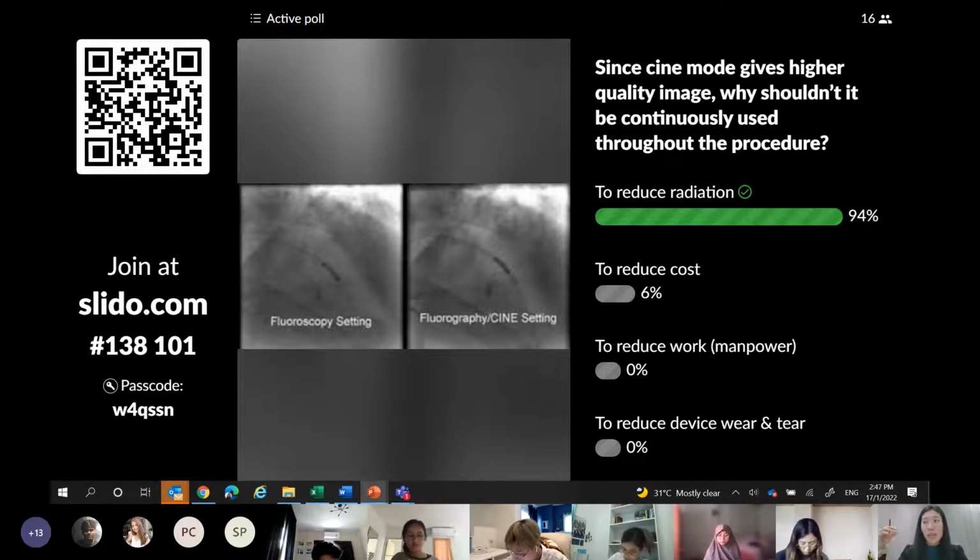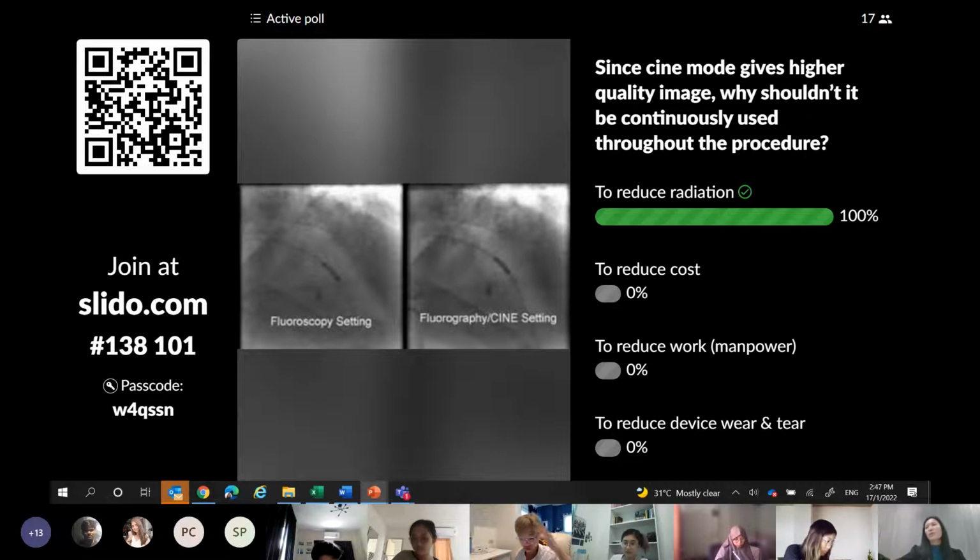That means you need to actually use a higher power of the X-ray to produce the image. To be able to do this, we just need it for angiogram, right? Angiogram is to check how the condition of your coronary arteries are. So we need a very high quality image to do that.